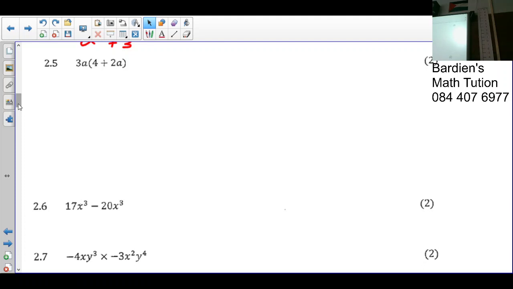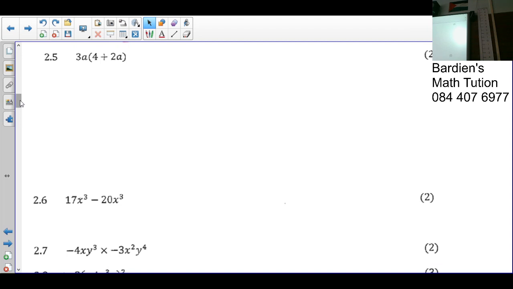Yes. Okay. So, 2.5, can I add 4 into 8? Why not? Unlike terms, so we multiply and see. But what law do we call this? Commutative or distributive? Distributive, you multiply. So 3a times 4 is 12a. 3a times 2a, 6a squared. Can I add them? Why not? Unlike terms. Okay.